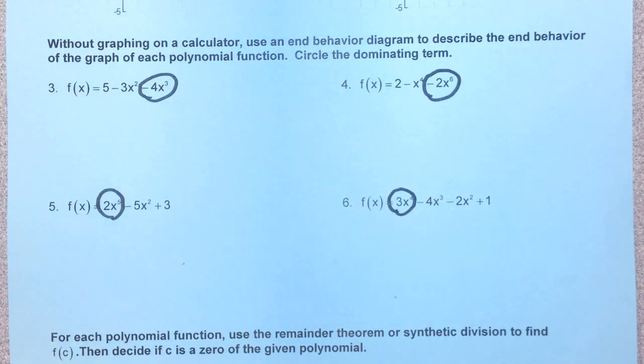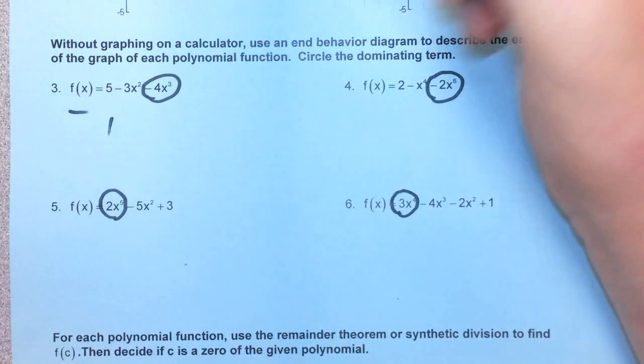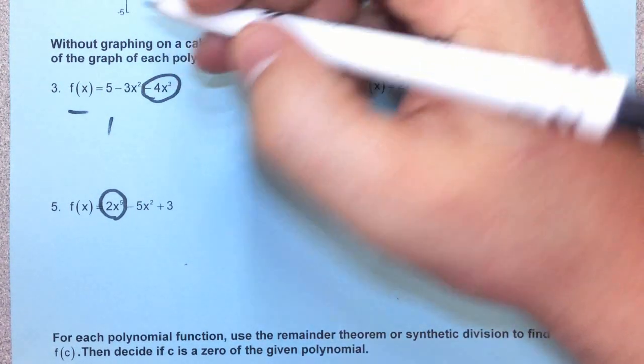So we've got to find that leading term. And then we want to find some things out about it. We want to figure out, is it positive or negative? So this one's negative. And then also, whether it's even or odd. This one's odd.